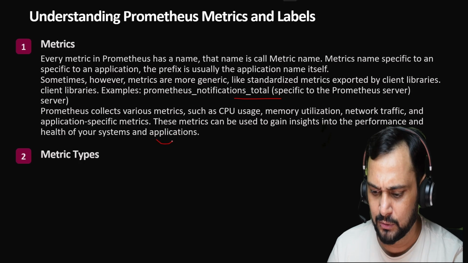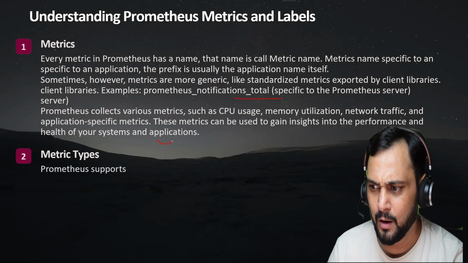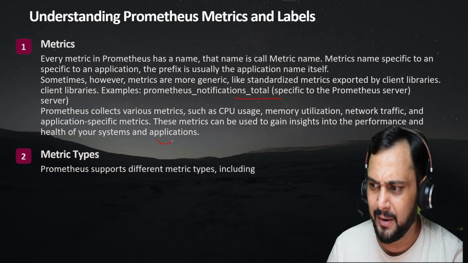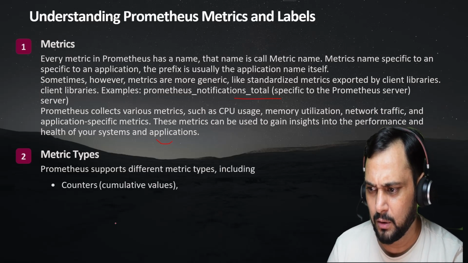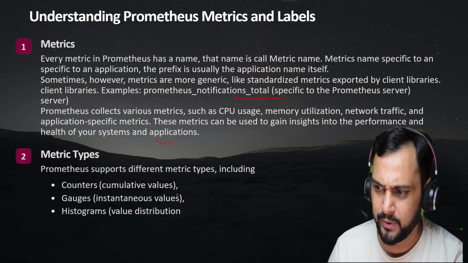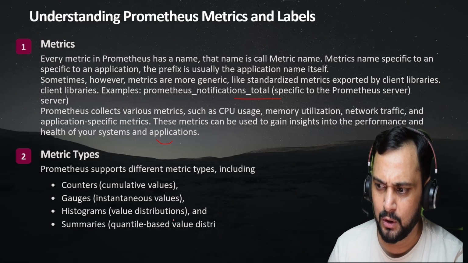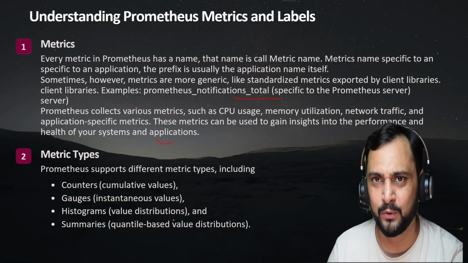Right? So let's talk about metric types. Prometheus supports different metric types, including counter, cumulative values; gauge, instantaneous value; histogram, value distribution; and summaries, quantile-based value distribution. I will explain them in my coming slides, don't worry.